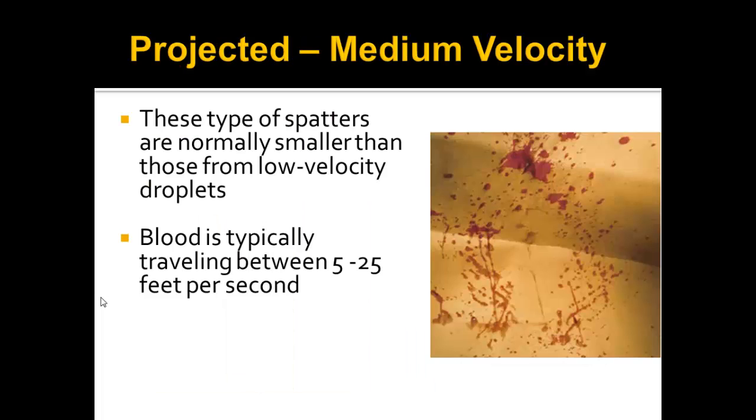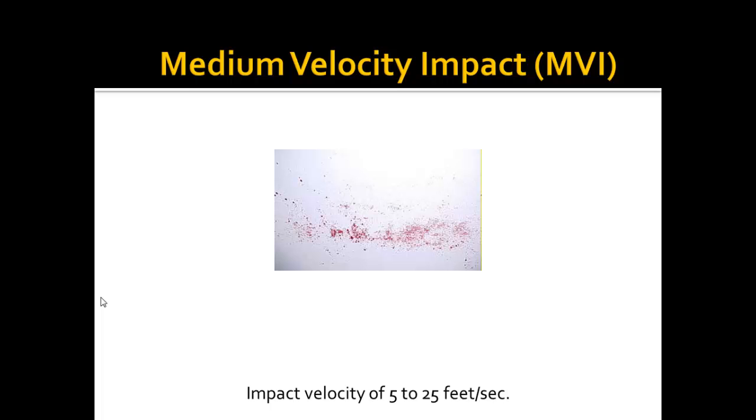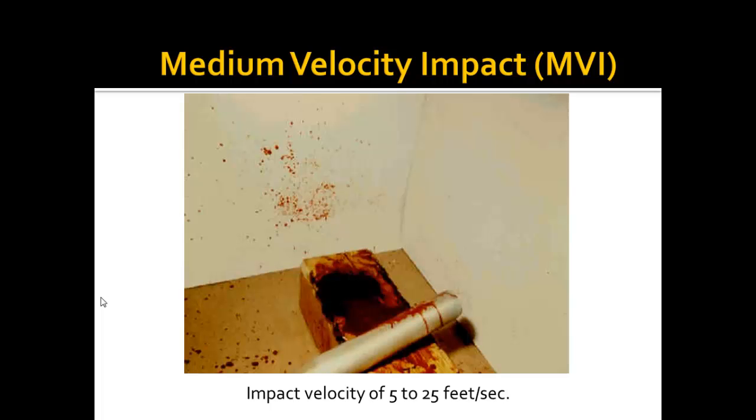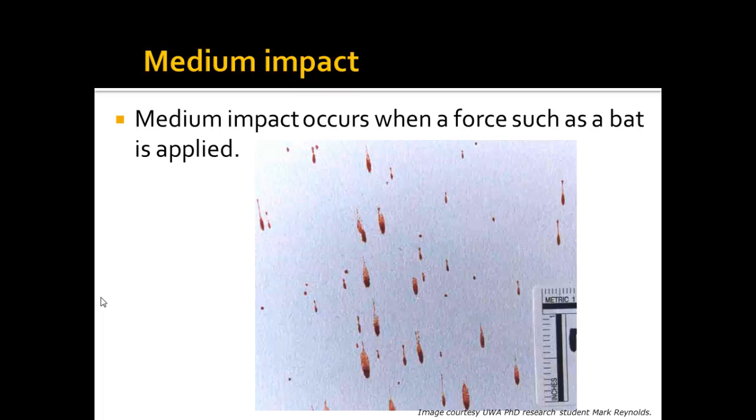All right, medium velocity. These are going to get a little bit smaller droplets than the low velocity. You do not need to know how fast they travel, but they travel roughly between like 5 and 25 feet per second. And so the drops are getting smaller than the low velocity. And so here's just some pictures. Here's smacking really hard, some blood. Sometimes it leaves these little tails. Anybody figure out which direction that was traveling in? We'll figure that out in class.